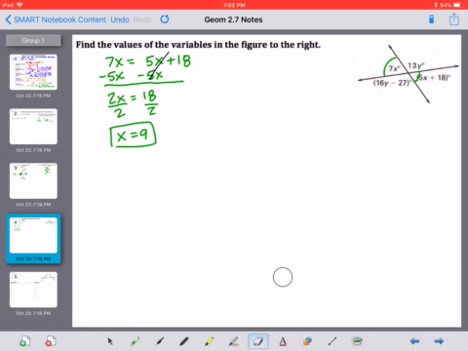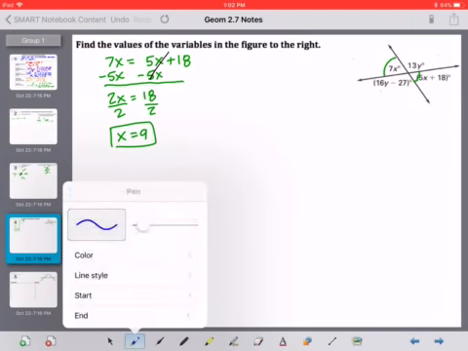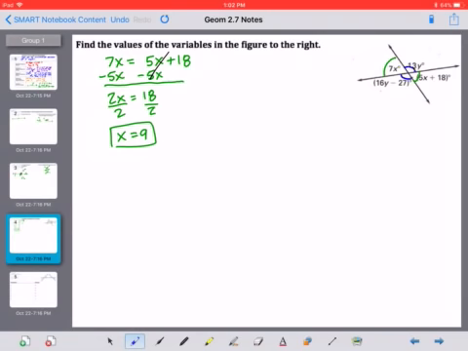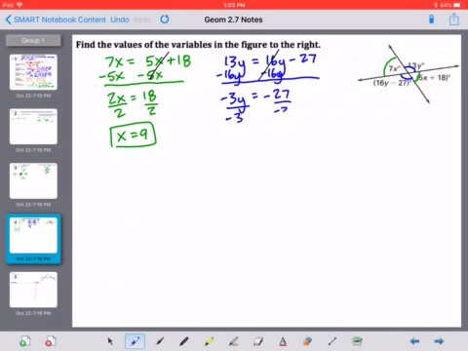All right, we can do a similar equation using the obtuse vertical angles. 13y has to equal 16y minus 27. All right, let's subtract the 16y over. We'll get all of our variables on the left. So these cancel. We end up with negative 3y is equal to negative 27. And if we divide by negative 3, we end up with y also equals 9 in this case.